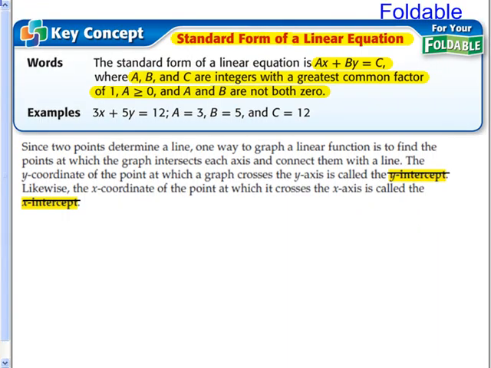Standard form, you need to know what that is. A key part of standard form is that a cannot be negative. Other than that, it just needs to be in the form of ax plus by equals c. Also, none of the numbers can be fractions, and the greatest common factor has to be 1. Again, hit pause.